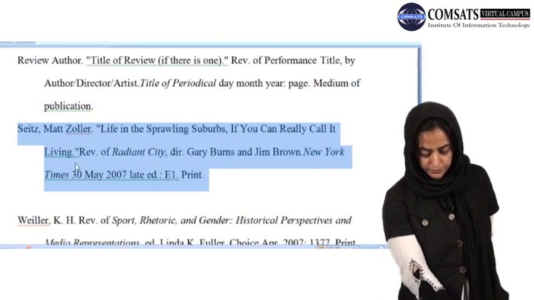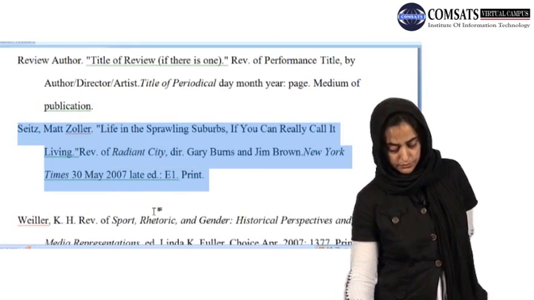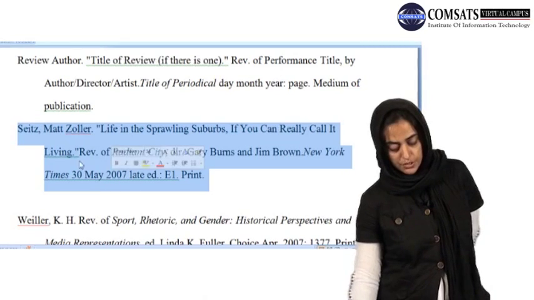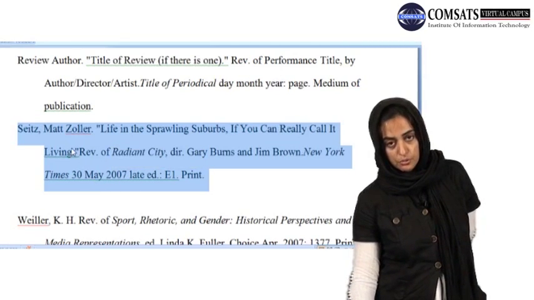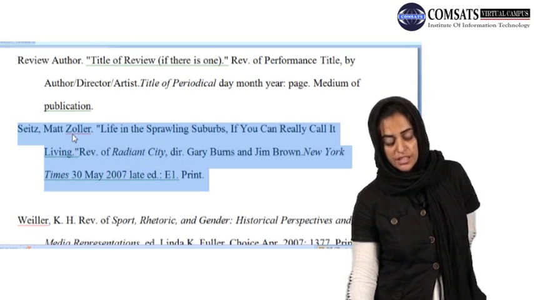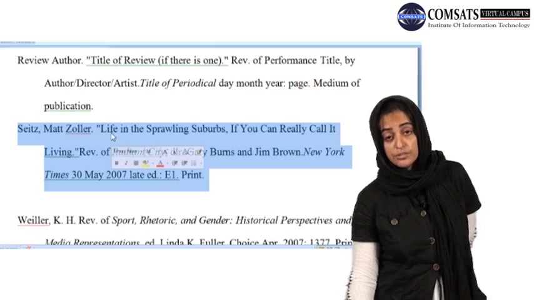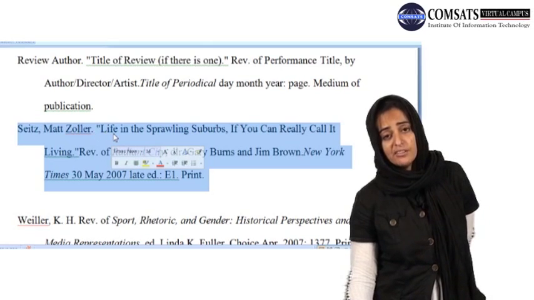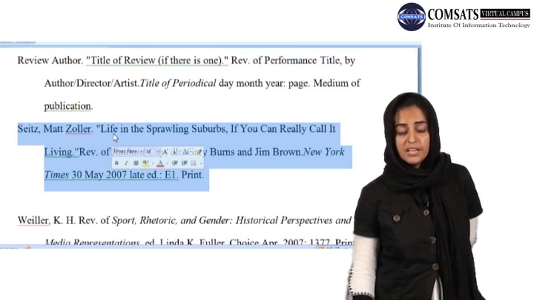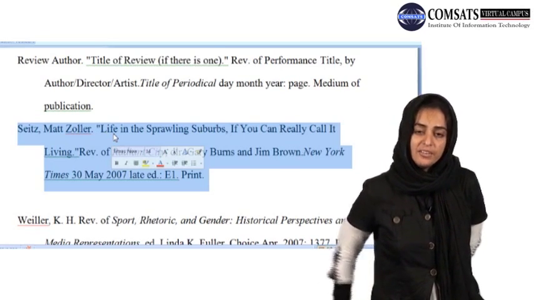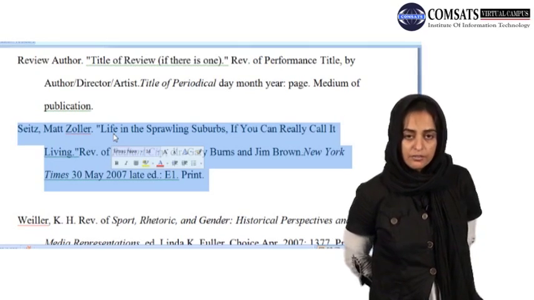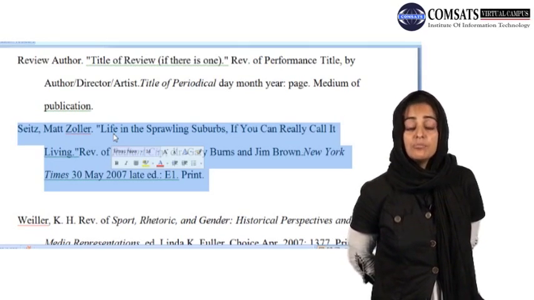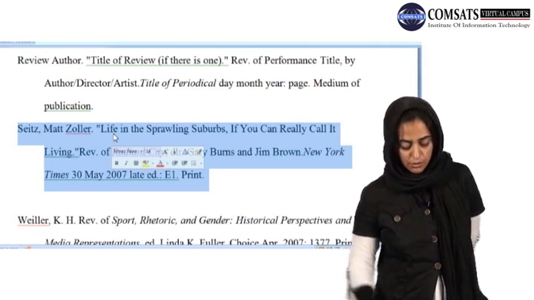Here, dear students, this is the name of the author who has written a particular review. Zoller, in the last name first name format, then a period. After that comes, dear students, the name of the review. Yes, over here the review has a name. In some situations the review might not have a name, but if the review has a name, then you will write the title of that review after the name of the author of the review. Have a look on the screen.